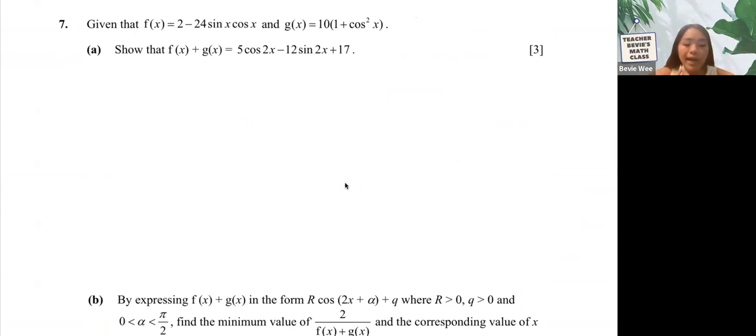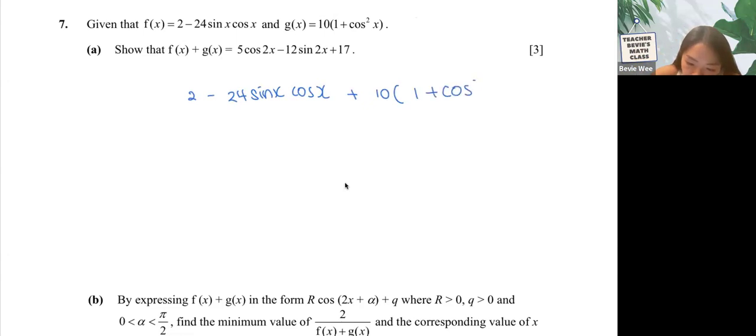Okay, f(x) is 2 minus 24 sine x cos x. g(x) is this. Show that f(x) plus g(x) is equal to this. This one doesn't look like it has the R formula, but never mind. Let's go through it. f(x) plus g(x), so I just copy 2 minus 24 sine x cos x. This is my f(x) plus g(x). I want to prove it to this. This looks more like a proving question. What will you do first? I will do rainbow. Okay, let's rainbow and see how.